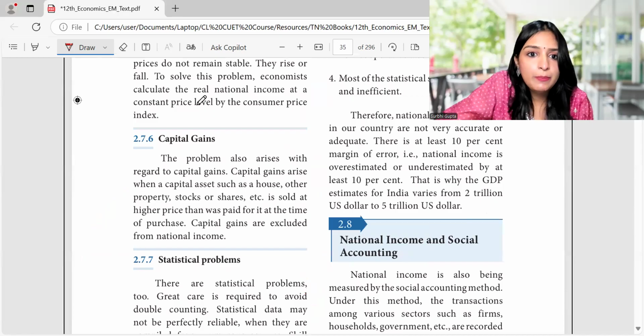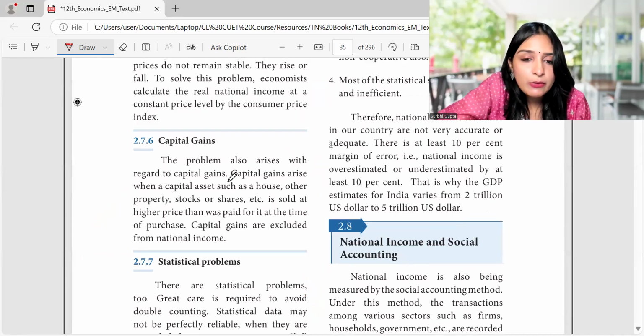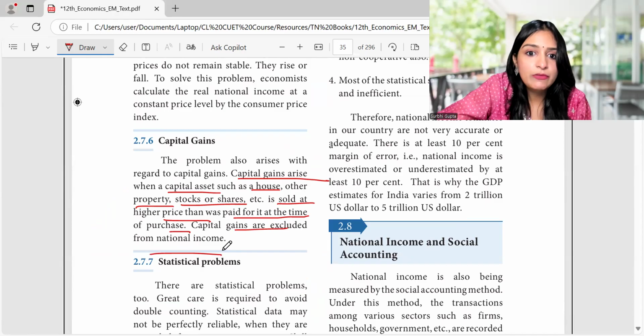And yeah, the problem also arises with regard to capital gain. Capital gain arises when capital assets such as house, other property, stocks or shares is sold at a higher price than it was paid for at the time of purchase. Capital gains are excluded from national income.